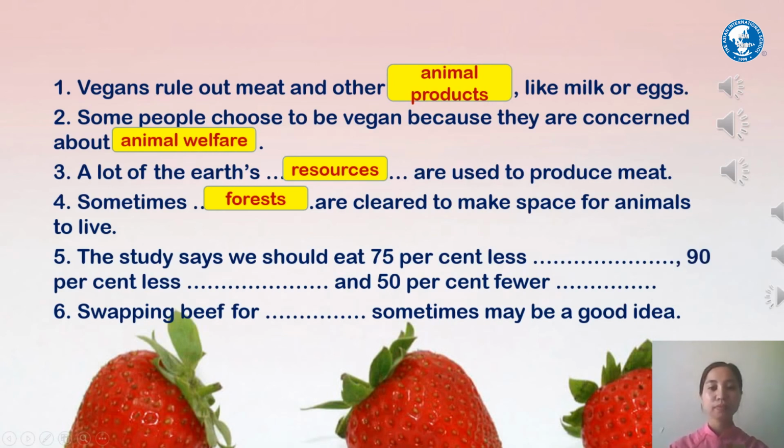The study says to prevent permanent damage to our planet, the average world citizen needs to eat 75% less beef, 90% less pork, and 50% fewer eggs.